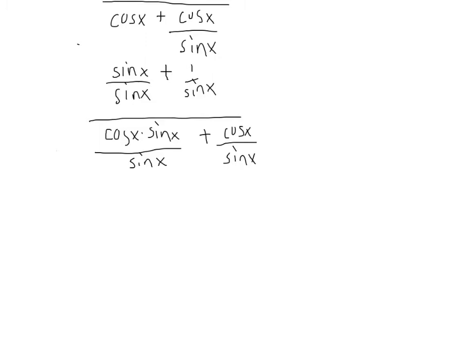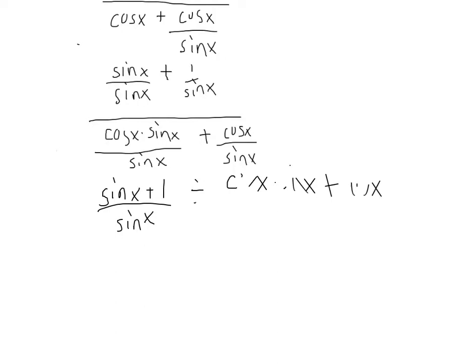Next, we're going to simplify. Sine of x plus 1 divided by sine of x. Then we're going to divide that by cosine of x sine of x plus cosine of x, all divided by sine of x.